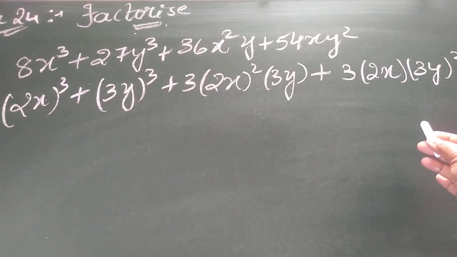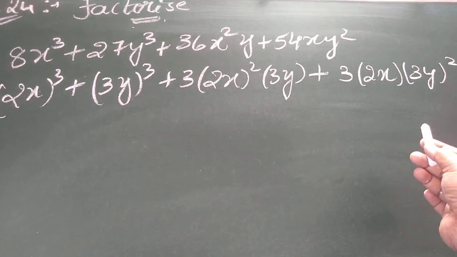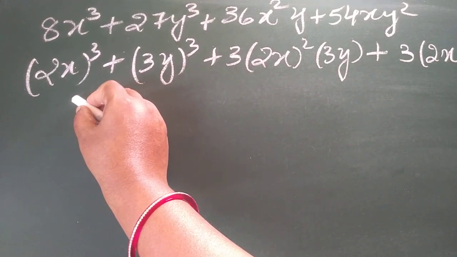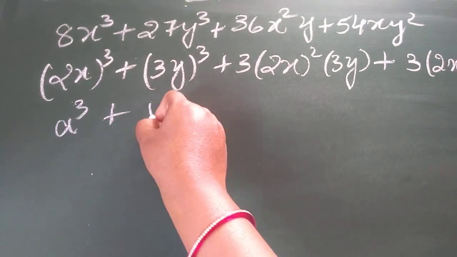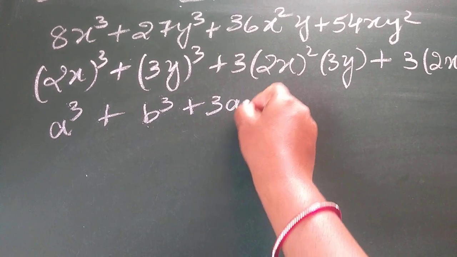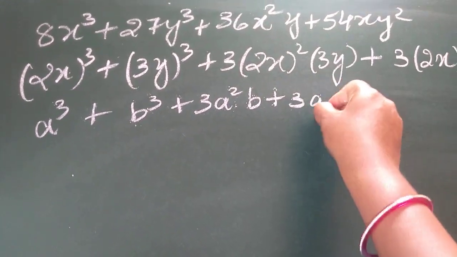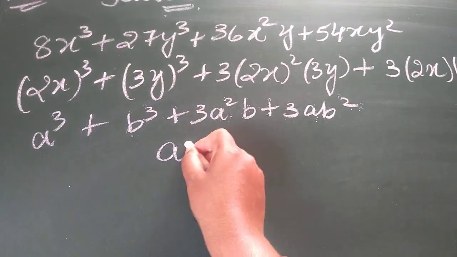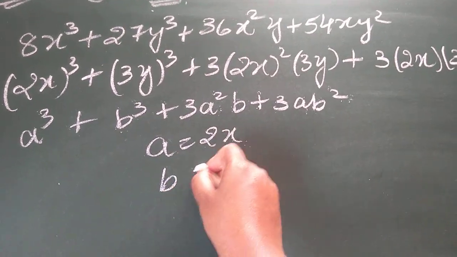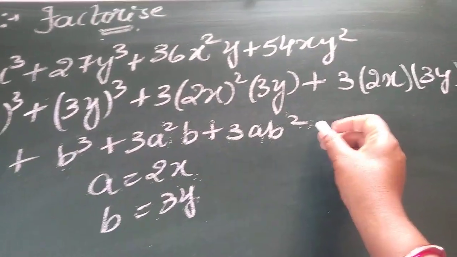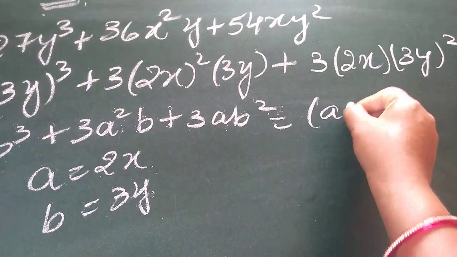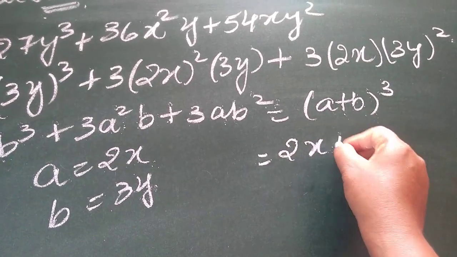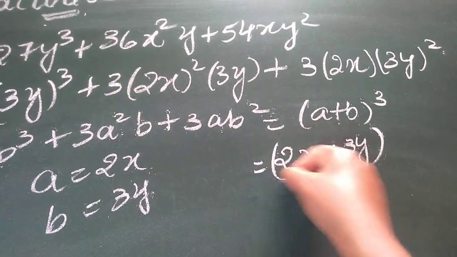So the same question, a little bit of format I have changed. I have written it because it should match with our identity. Hence now this matches with our identity, that is a cube plus b cube plus 3a square b plus 3ab square. Can you check here? a means 2x, b means 3y. So a is 2x, b is 3y. So I know this expansion is of a plus b whole cube. Henceforth my solution will be 2x plus 3y whole cube.